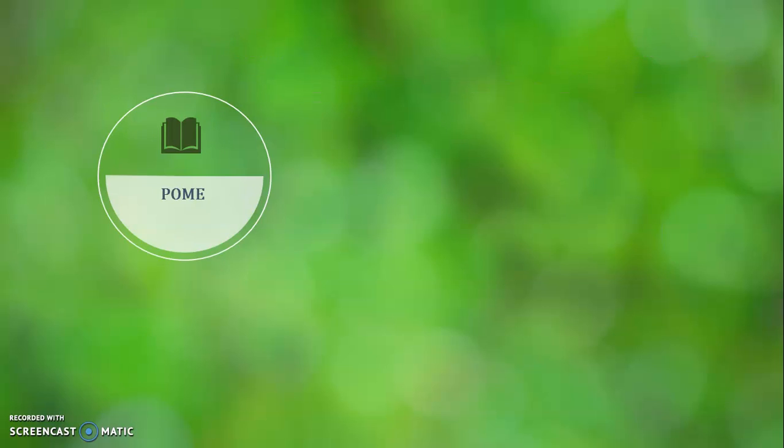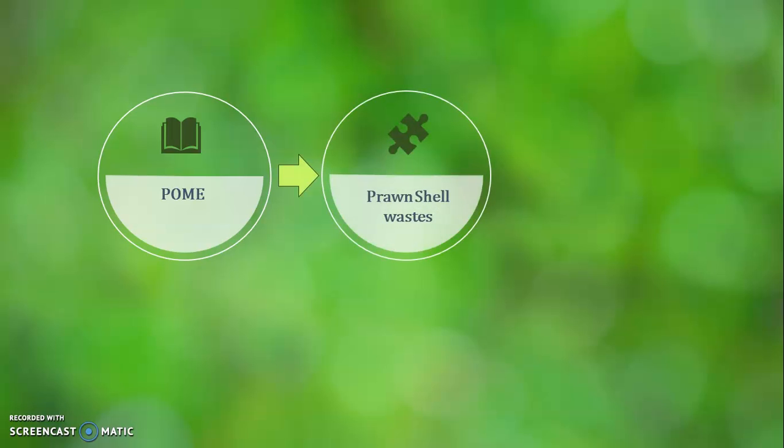Problem statement. POME. Treatment of POME is a challenging task for environmental engineers. Therefore, pre-treatment of POME using coagulation and flocculation process has become an important feature. Prawn shell waste. Prawn shell waste is produced in large quantities, especially in Southeast Asia.